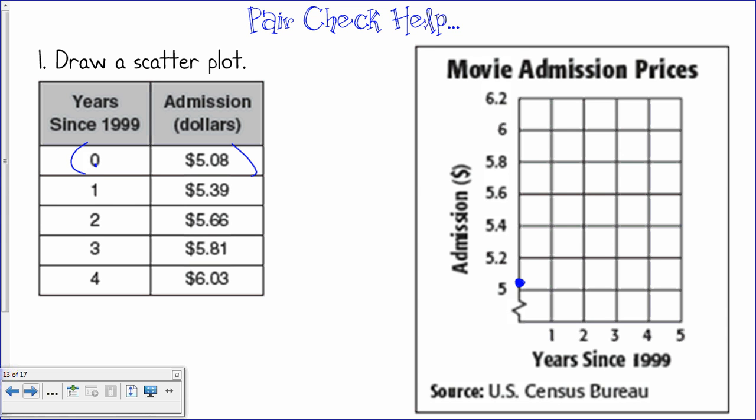And then 1 and 5.39 will go where? Right below the 5.4. And then 2 and 5.66, which will probably be just a little bit over that line. 3 and 5.81, a little bit over that line. Then 4, 6.03, right there. What kind of correlation do we have? Positive, good. My line of fit is probably right in there, pretty close to them, maybe a little off.